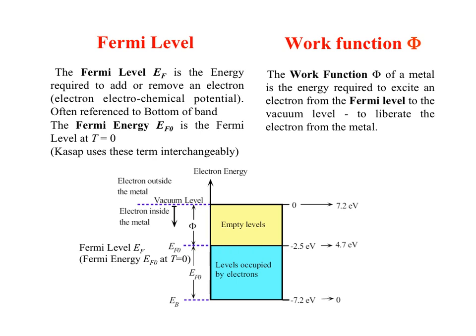At any temperature, the average energy required to either add or remove an electron from a system is known as the Fermi level. And the work function is the energy required to free an electron from a metal by bringing it from the Fermi level to the vacuum level.